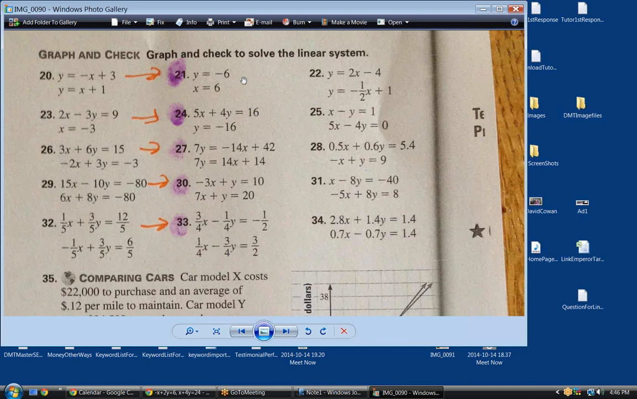Graph and check to solve the linear system. Well, let's check that solution. Hold on a second. This is bizarre. So 21 is the answer to 20? No.